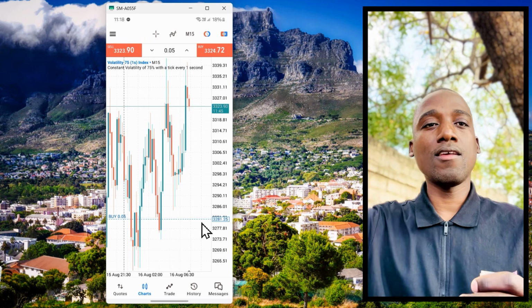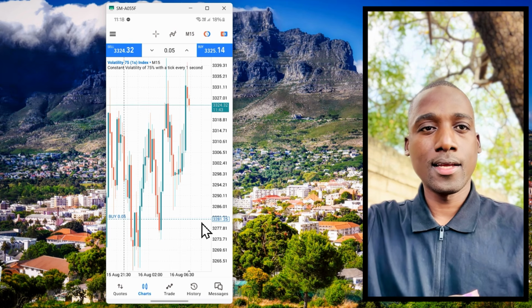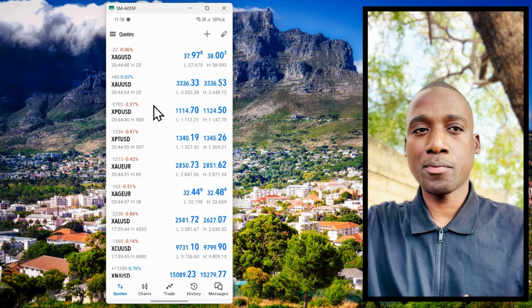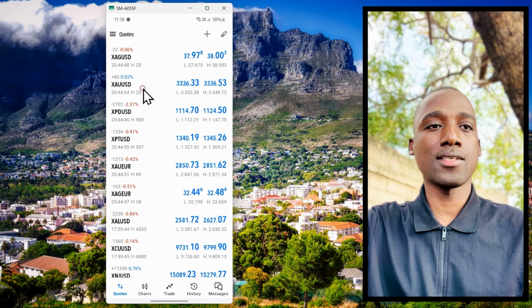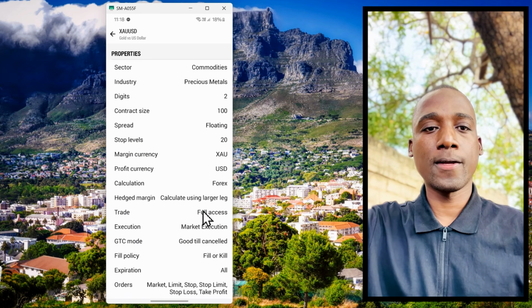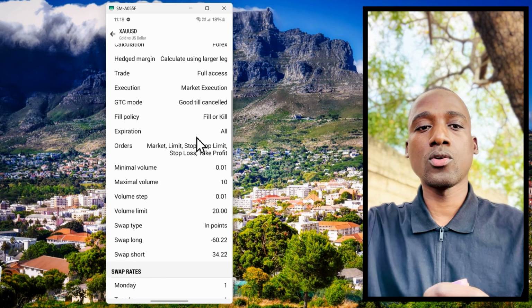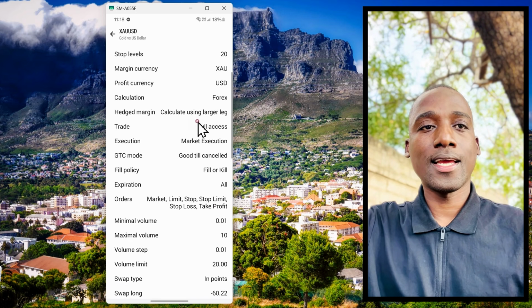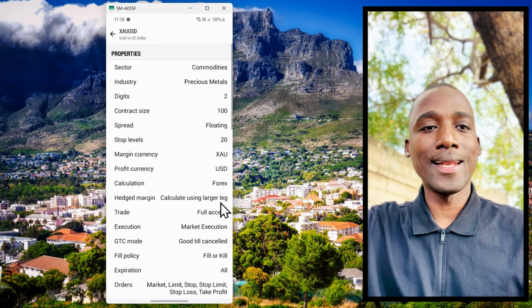Reason being, if you do not use the brokers that I recommend, the assets have different spreads. Remember, each and every asset, if you tap here, let's say you tap on gold, you go to properties, and you can use your iPhone and check there. You'll be able to see that the chart is actually linked to the bid price.